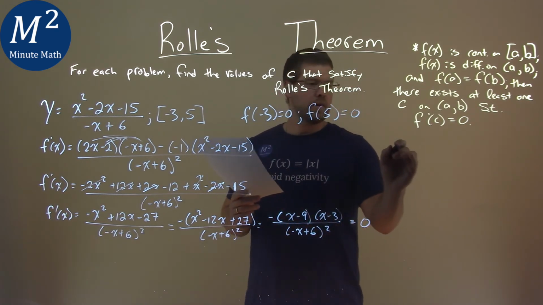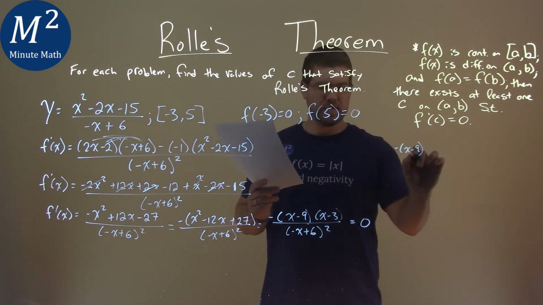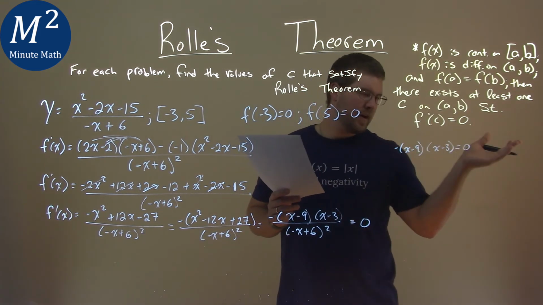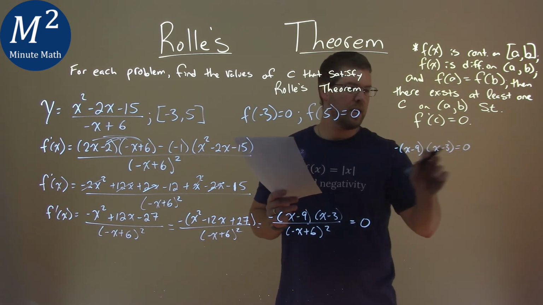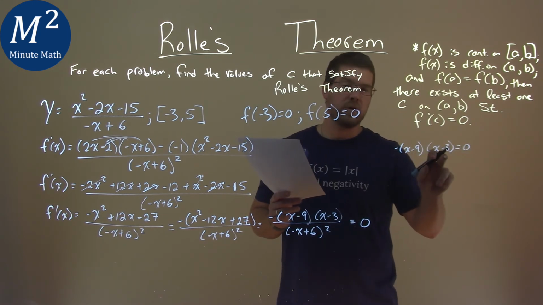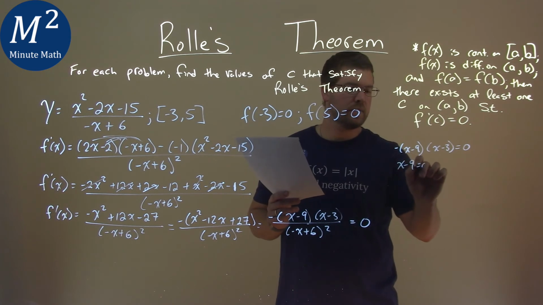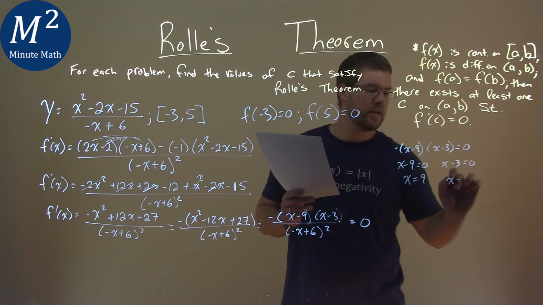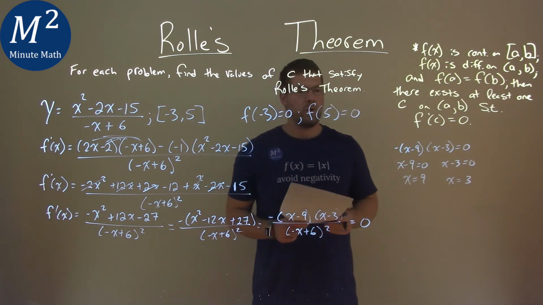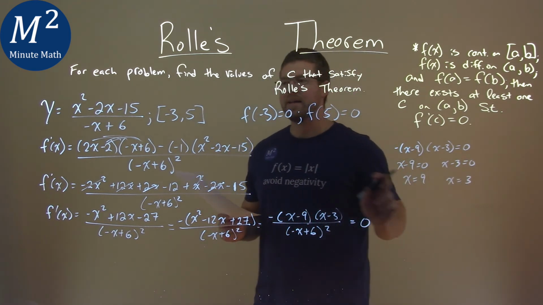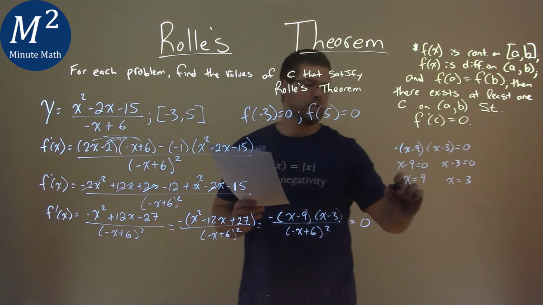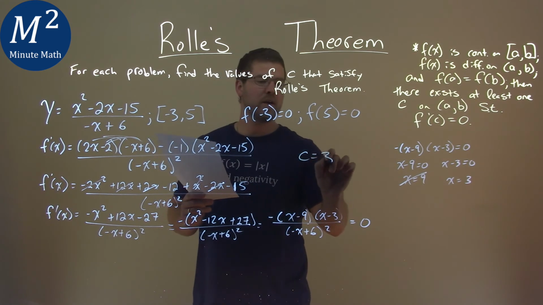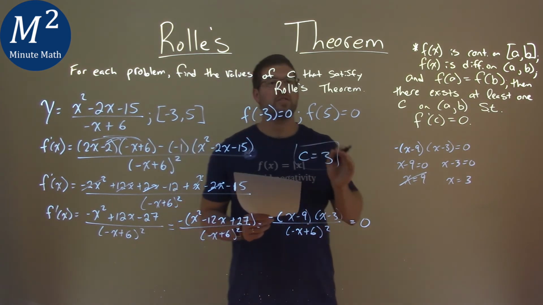So we take our numerator, negative x minus 9 times x minus 3, and set it equal to 0. Divide both sides by a negative, doesn't really matter, because 0 is over there. We set both parts equal to 0. X minus 9 equals 0, x minus 3 equals 0. So we have x equals 9 and x equals 3. Now, be careful here, x equals 9 is not within my interval, so we don't count that one. 3 is the only one within the interval, so a c value of 3 is the value of c that satisfies Rolle's theorem here.